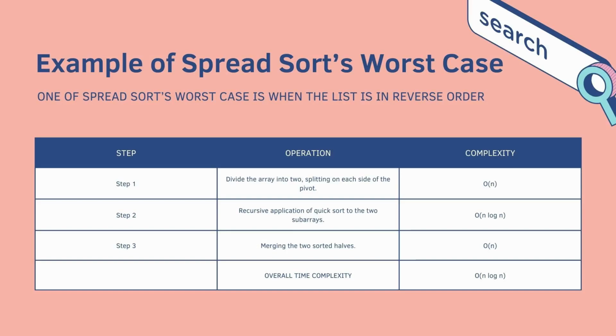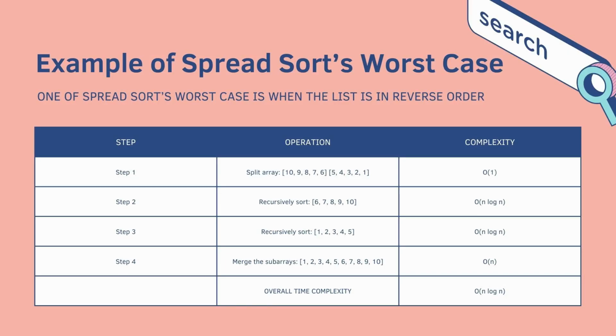First, here's the breakdown of how SpreadSort works and its corresponding time complexity. The first step is dividing the array into two, and this step has a corresponding time complexity of O(n). Secondly, the two subarrays will be sorted recursively, and this step's complexity is O(n log n). Lastly, the two sorted subarrays will be merged, and this step also has a complexity of O(n). With this, the overall time complexity of SpreadSort is O(n log n).